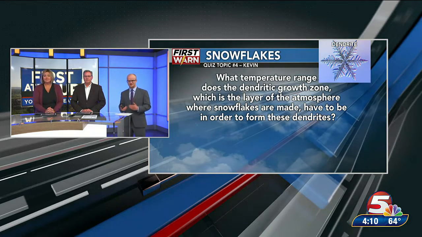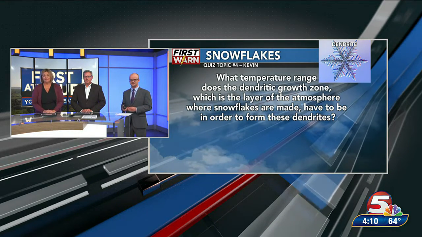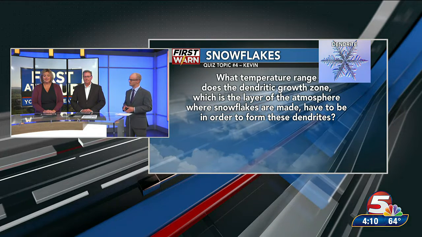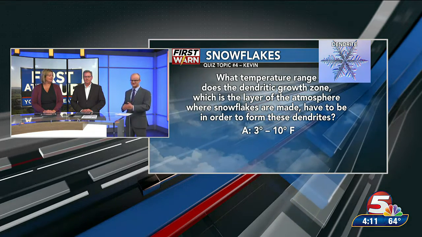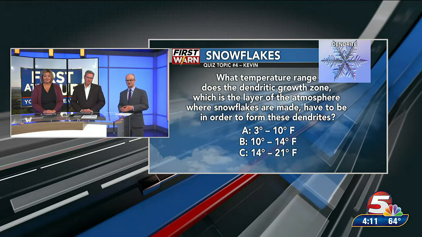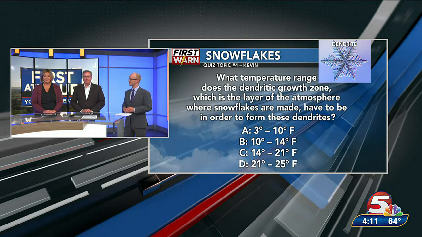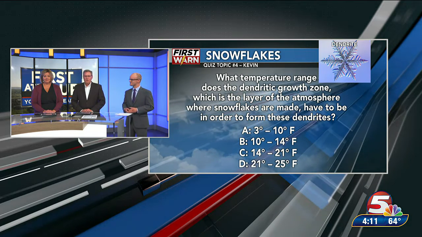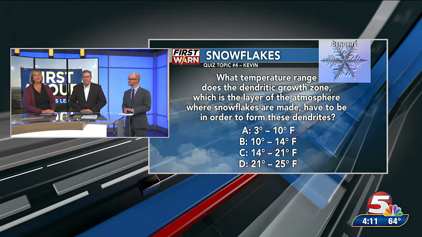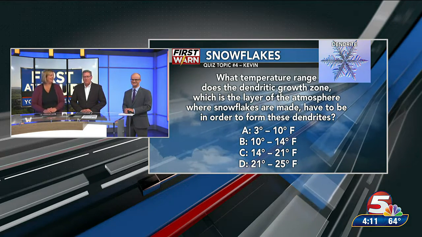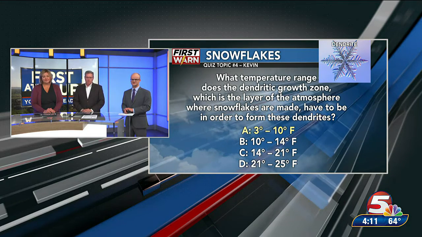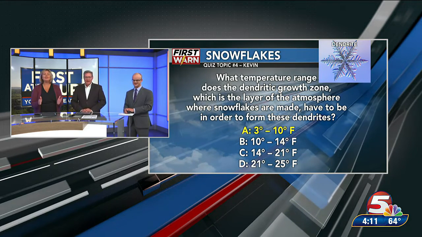What temperature range does the dendritic growth zone need to be, which is the layer of the atmosphere where those snowflakes are made, to form those dendrites? So between 3 and 10 degrees Fahrenheit, 10 to 14 degrees, 14 to 21 degrees, or 21 to 25 degrees. You know the DGZ. Are you stalling? I am, because I don't remember this actually. I'm going to say D. The correct answer is A. Really? I did not know that.